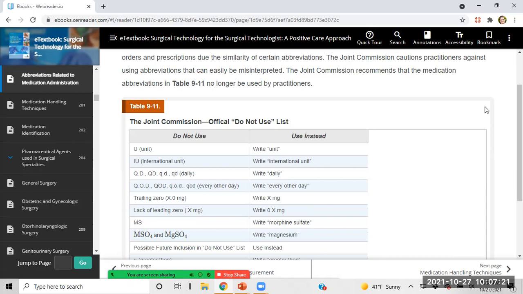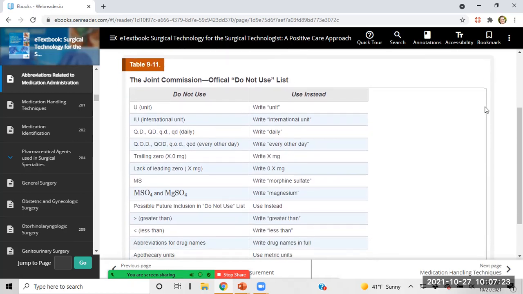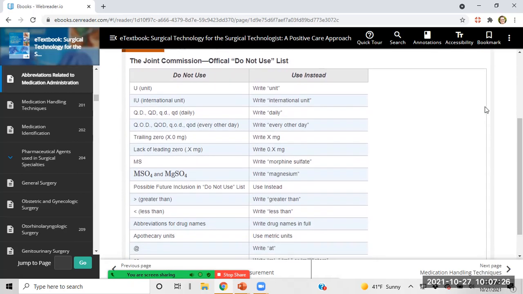Here it is. And so Joint Commission, this is their official do not use list. This is not going to pertain to you as much, but be able to identify that, if it's written on the board, you'll know. In the past, we could write U for unit or IU for international unit. Now it needs to be written out.